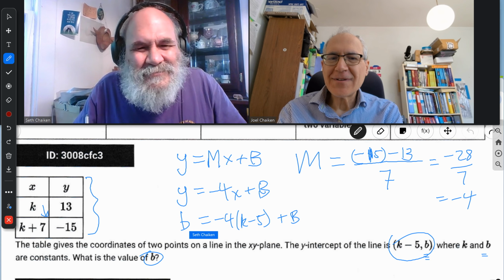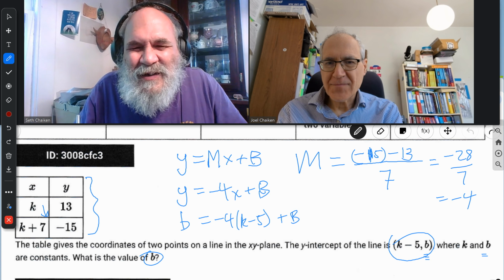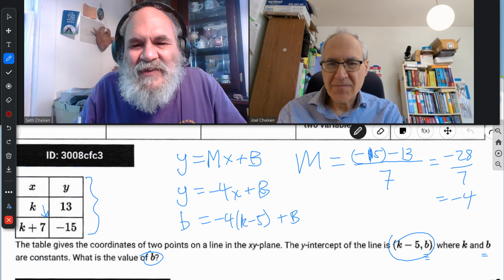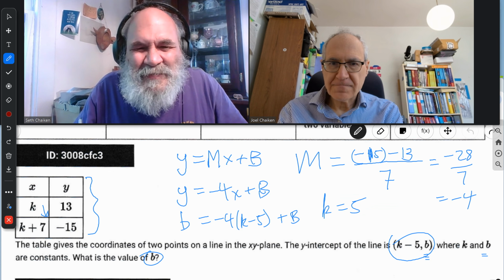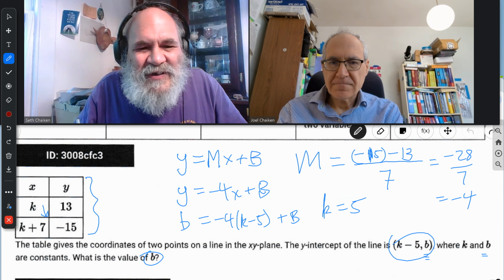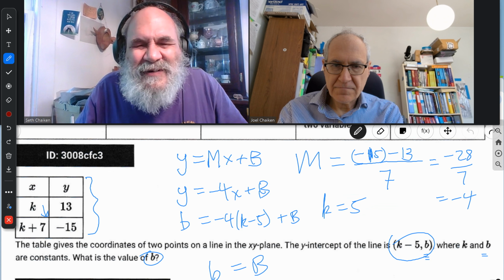X is 0. Hold on. The y-intercept is (k minus 5, b). Oh, wow. Okay, so the y-intercept means that it's the point where x equals 0. So therefore k equals 5. And when k equals 5, we have b equals b. And they ask, what is the value of b?